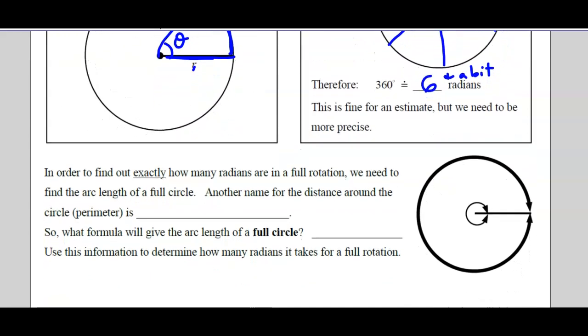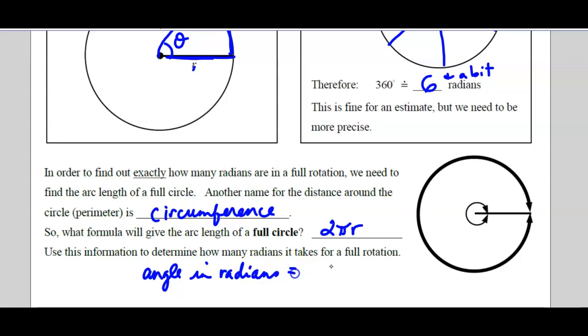In order to find out exactly how many radians are in a full rotation, we need to find the arc length of a full circle. A complete rotation of a full circle is finding the circumference of the circle. If you remember the formula, which I hope you do, it's 2 pi r, or pi times diameter. So that's the arc length of a complete rotation. Remember that to get the radian measure, the angle in radians equals the arc length, and we're going to do more of this tomorrow, or Tuesday, I guess.